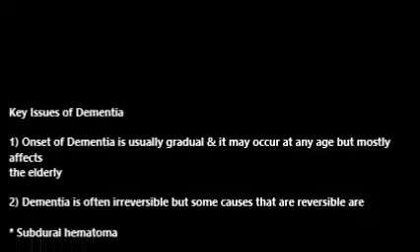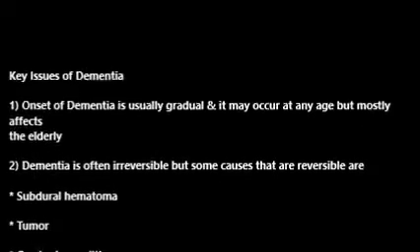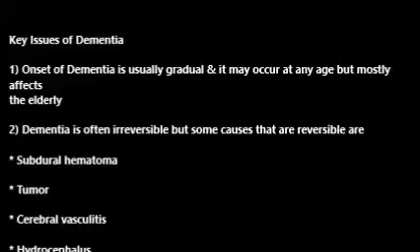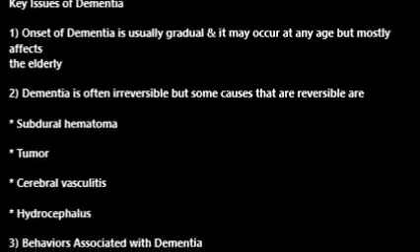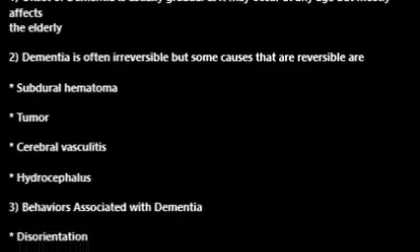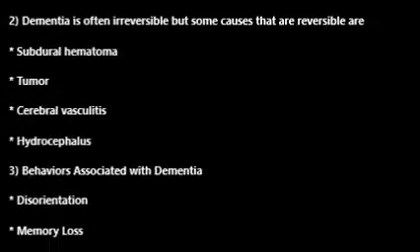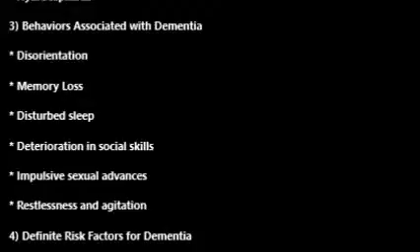Key issues of dementia that we would like to point out. Onset of dementia is usually gradual and it may occur at any age, but mostly affects the elderly. Dementia is often irreversible, but some causes that are reversible are subdural hematoma, tumor, cerebral vasculitis, and hydrocephalus. Behaviors associated with dementia: disorientation, memory loss, disturbed sleep, deterioration in social skills, impulsive sexual advances, and restlessness and agitation.